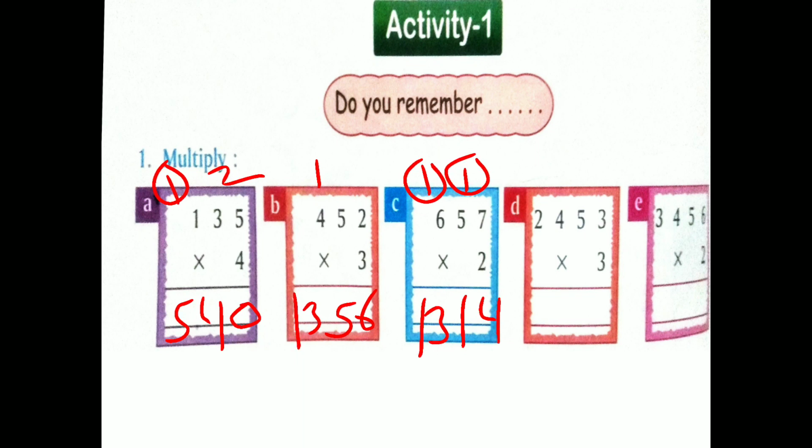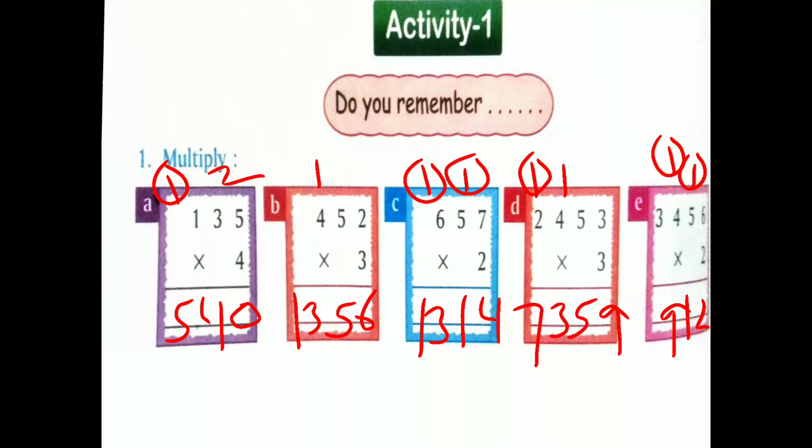Now we do D part. 3 3s are 9. 3 5s are 15. 3 4s are 12 plus 1, it comes 13. 1 goes on 2. 3 2s are 6 plus 1, 7. Now E part. 2 6s are 12. 1 goes on 5. 2 5s are 10 plus 1, 11. 1 goes on 4. 2 4s are 8 plus 1, 9. Then 2 3s are 6. This is the answer. And you have to do question 1 in the book.